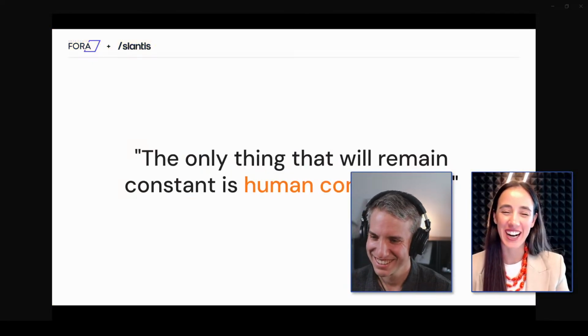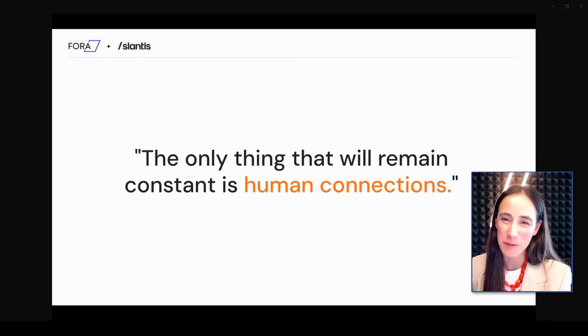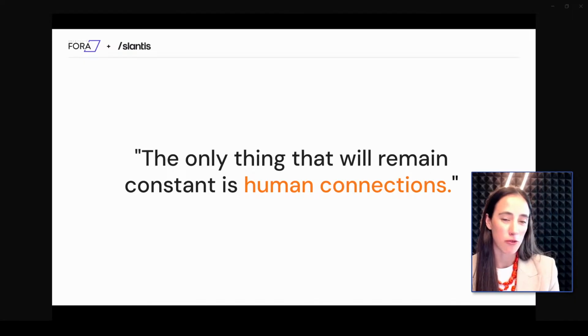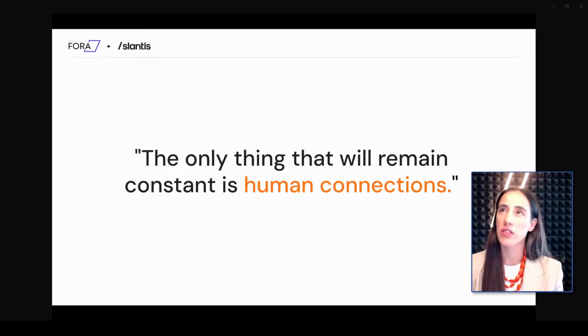Okay, great. So into Leah's point, what we deeply think is going to remain constant are human connections. We think the most important thing is how people relate to each other, how we cooperate, how we actually work together.